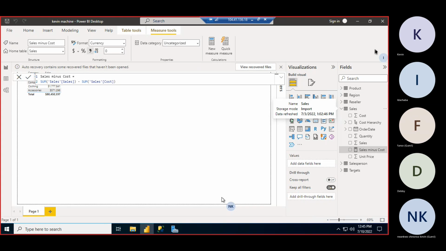It's here. See a design that looks like a calculator. Can you see a design after your sales? You have quantity, you have sales, then sales minus cost. That was what you calculated now. The design that says sales minus cost. Look at the font. The font looks like a calculator. So that's why it's called that.